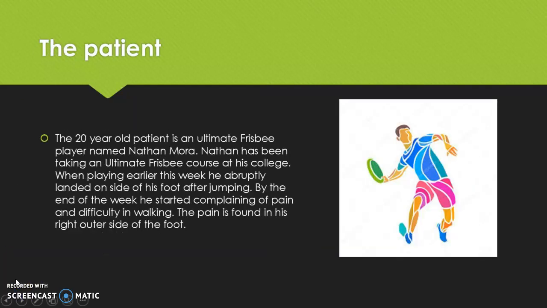My patient is a 20-year-old ultimate frisbee player named Nathan Mora. Nathan has been taking an ultimate frisbee course at his college, and when playing earlier this week, he abruptly landed on the side of his foot after jumping. By the end of the week, he started complaining of pain and difficulty in walking. The pain and difficulty in walking are specifically oriented on the right outer side of his foot.